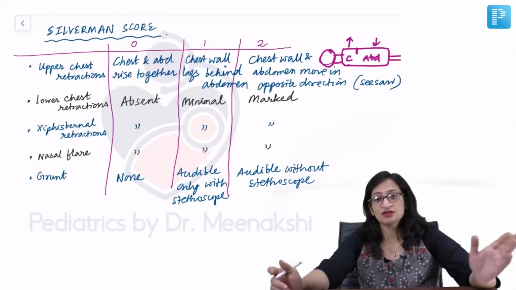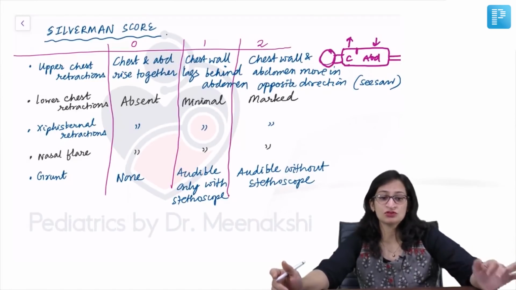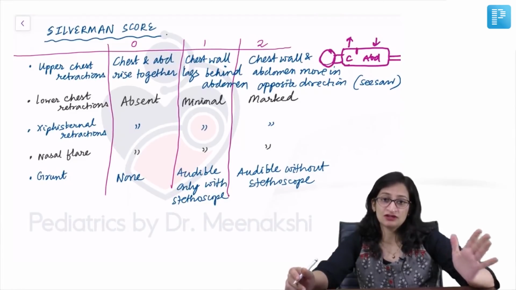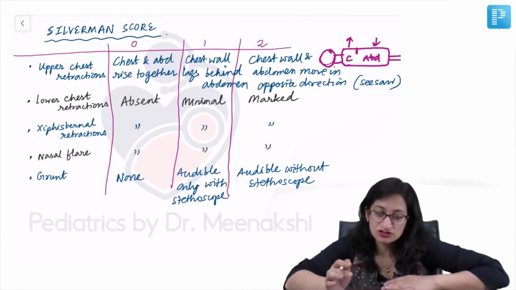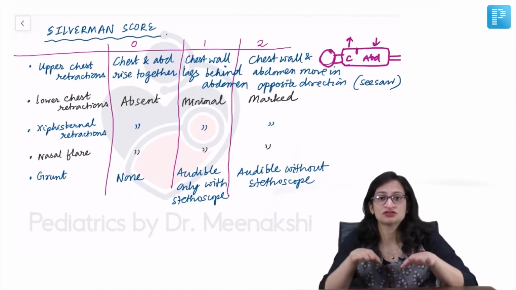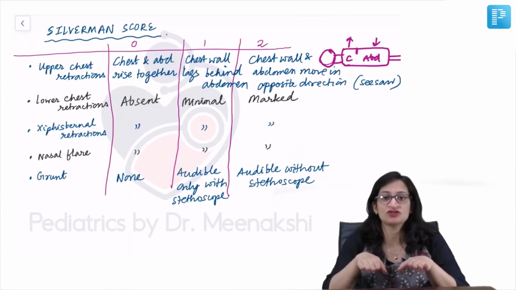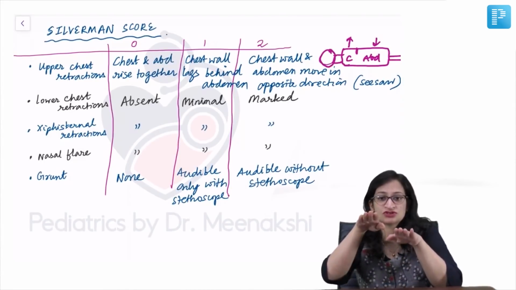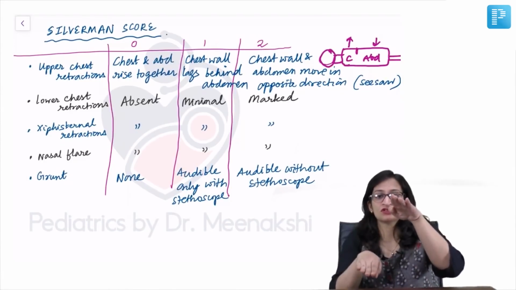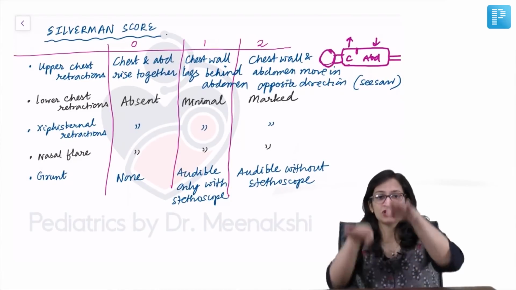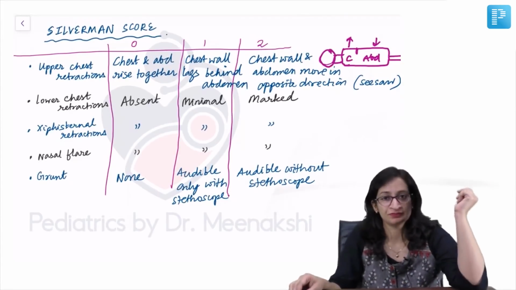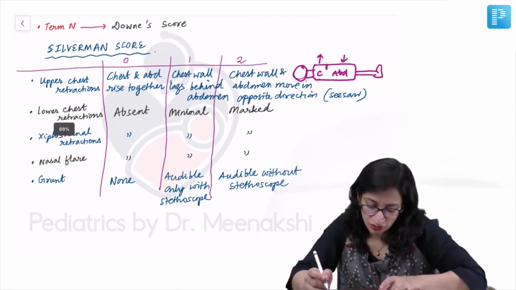Very easy to remember. 3 retractions: upper chest retractions, lower chest retractions, xiphisternal retractions. Okay. Nasal flare and grunt. So upper chest retraction, just remember, 0 is chest and abdomen rise together. You give it a score of 1 if abdomen is rising this much but chest is rising only this much. And you give it a score of 2 if when chest goes out, abdomen goes in, and chest goes in, abdomen goes out. Seesaw movement, then you give it a score of 2 for upper chest retractions. Rest all are very simple. Okay. So that is about the Silverman score.